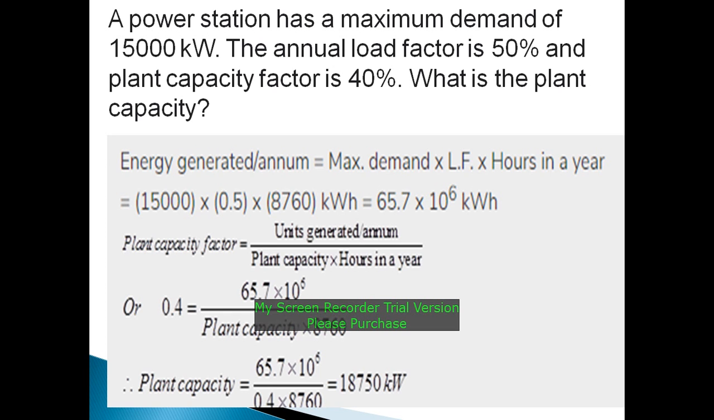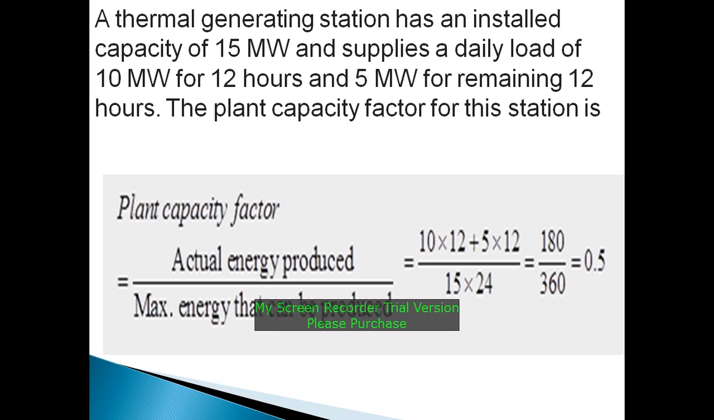Next, they asked the plant capacity. The plant capacity can be calculated with the plant capacity factor. We know that the plant capacity factor is units generated per annum divided by plant capacity times hours in a year. So from that we can find out the unknown value of plant capacity. Plant capacity is equal to 65.7 into 10 power 6 divided by the plant capacity factor, which is 0.4, into 8760. So the answer is 18,070 kilowatt.